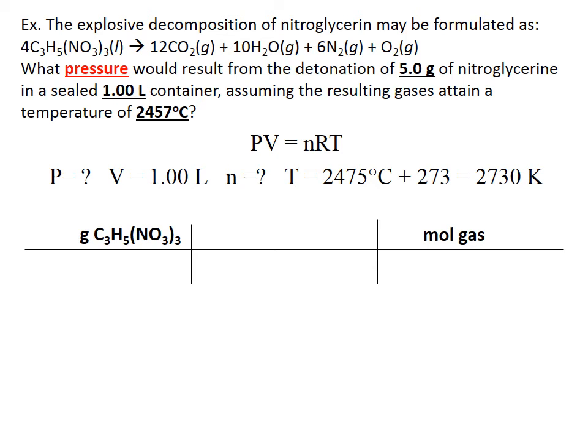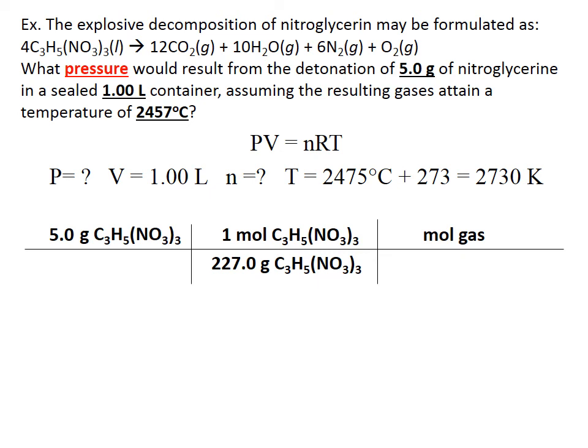And we want to find moles of gas. We're given 5 grams of nitroglycerin. Now we need to find how many moles of nitroglycerin we have in 5 grams. In 1 mole of nitroglycerin, we have 227.0 grams of nitroglycerin. Then we go to our equation, use our stoichiometric ratio.